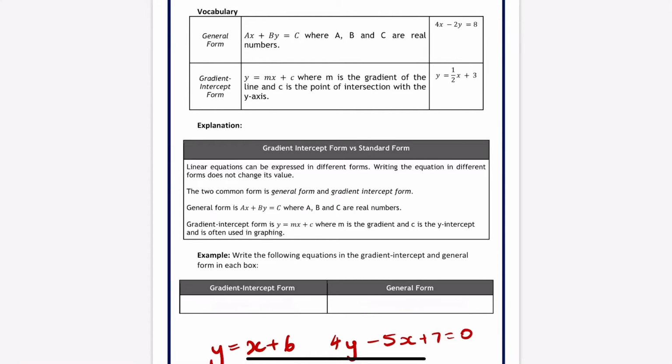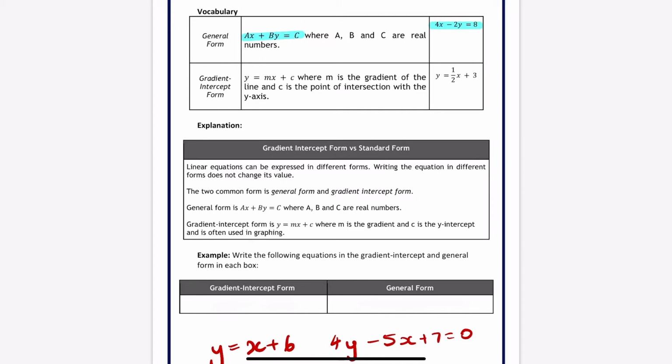Hey everyone, in this video we're going to go through the general form and how we can convert it to the form that we know, which is gradient intercept form. General form comes in the form of ax plus by equals c, where there's a coefficient of x, a coefficient of y, and a constant at the end.